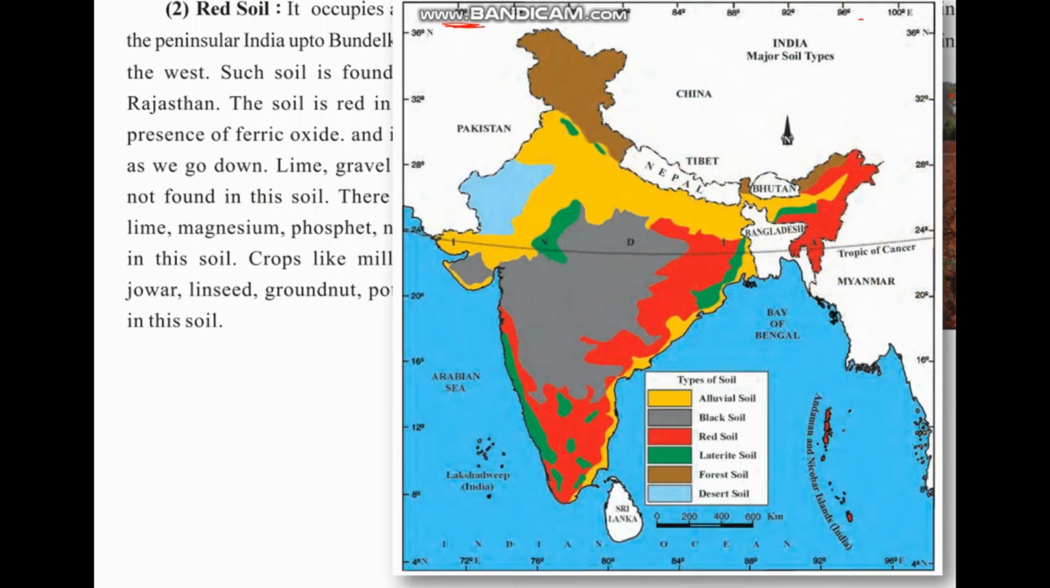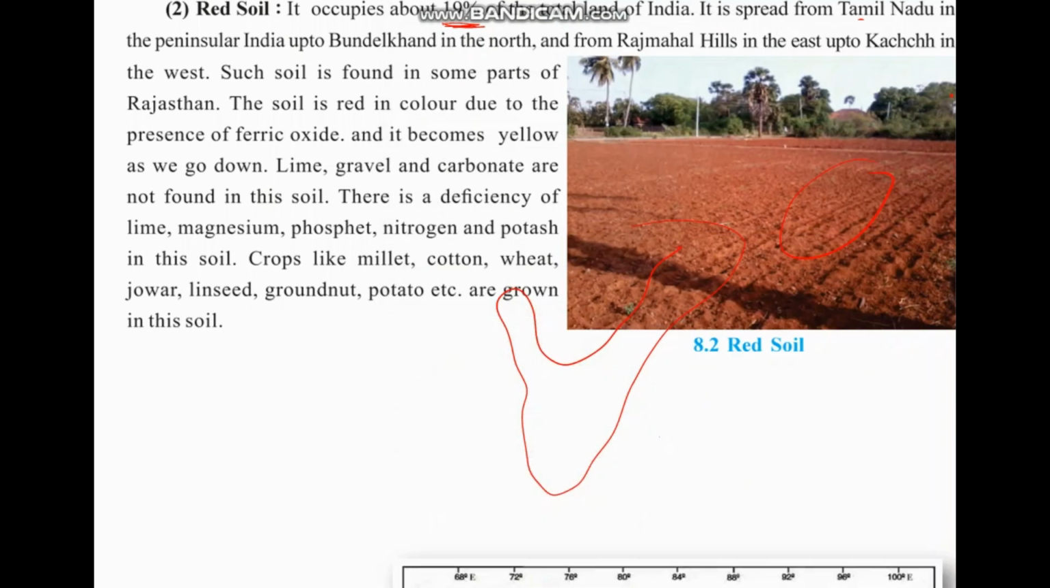See, such kind of soil is mainly found as red soil. You can see here, it is mainly found in this part of India, and also in this part. Such soil is found in some parts of Rajasthan also. The soil is red in color due to the presence of ferric oxide, and it becomes yellowish as we dig down.